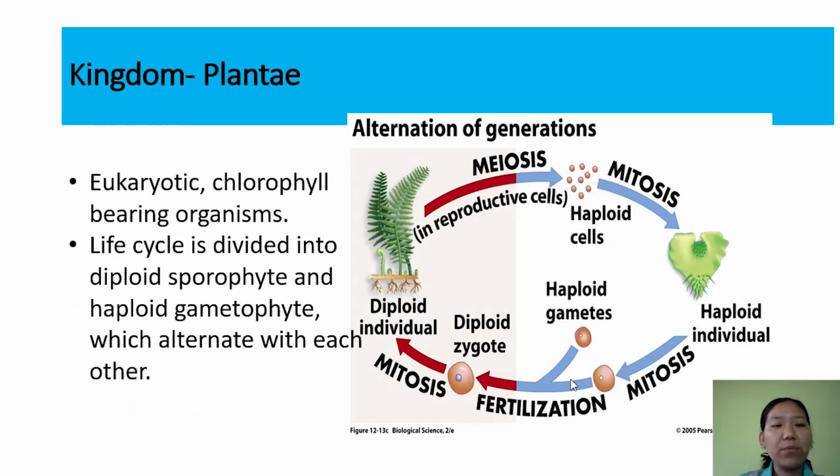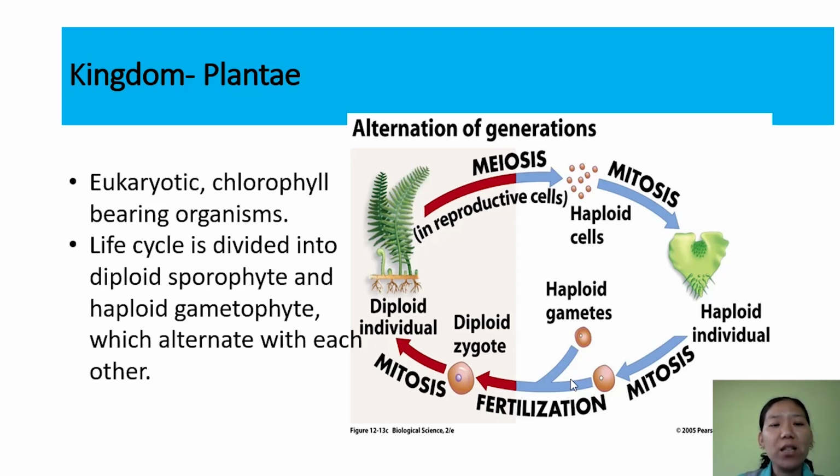Next is kingdom Plantae. Here we'll be talking only briefly about the kingdom Plantae, because in the next chapter, we have a whole chapter explaining the kingdom Plantae in detail. This kingdom Plantae includes all the eukaryotic organisms which are multicellular and photosynthetic. They bear chlorophyll pigment, so that they can do photosynthesis.